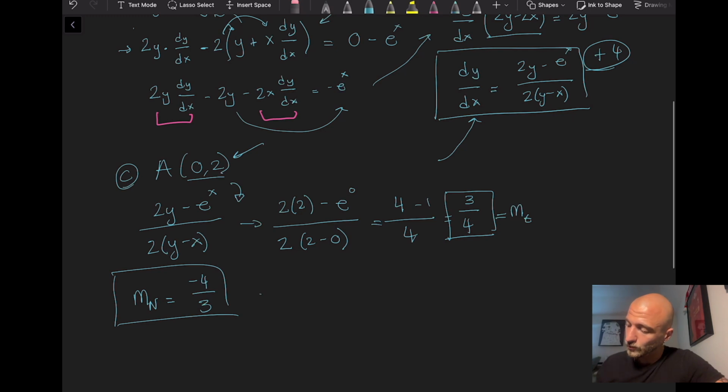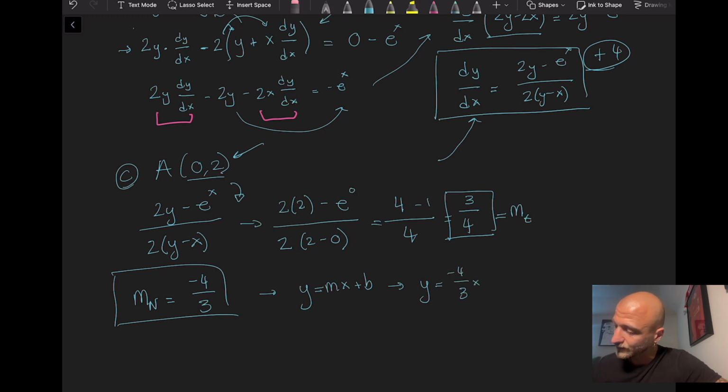So now we're going to create an equation in the form y equals mx plus b, where m is equal to negative 4/3. Let's do this: y is equal to negative 4/3 x plus b. To figure out b, in this case the constant, all we're going to do is plug in this point again, (0, 2). We're using that point quite a lot.